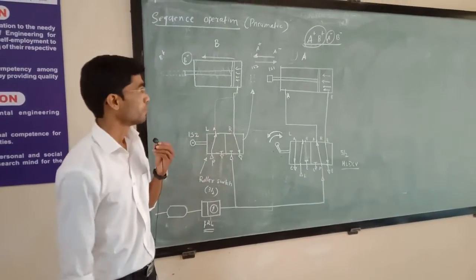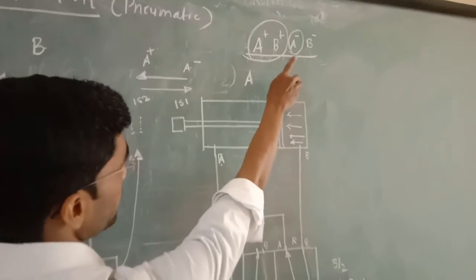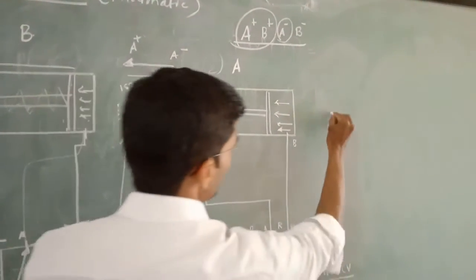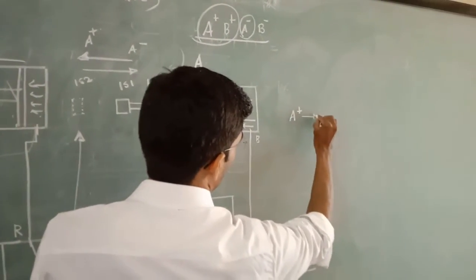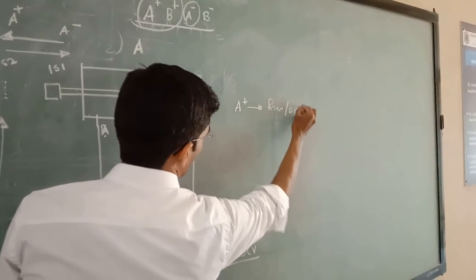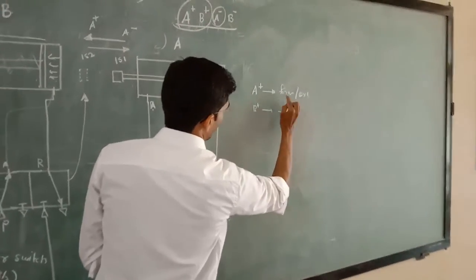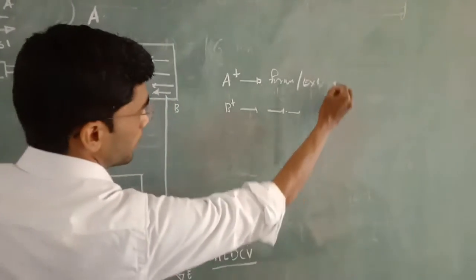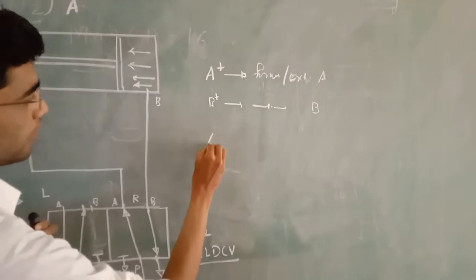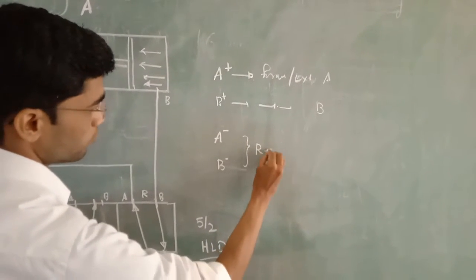So the sequence required, you can observe here, we need A plus, B plus and A minus, B minus. A plus position is the forward stroke or the extended position. B plus position is the same forward or extended position for cylinder B, and this is for cylinder A. And A minus and B minus are the retracted positions.